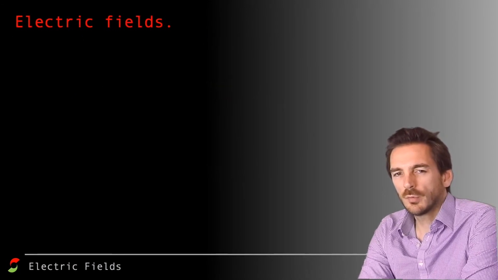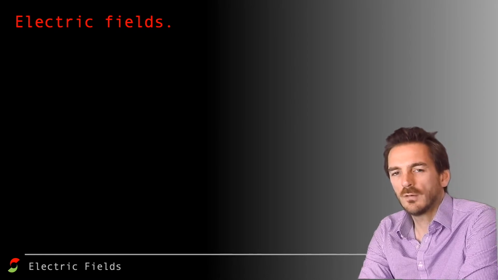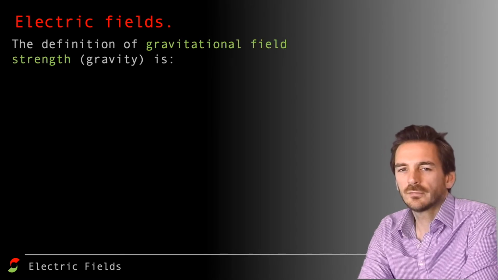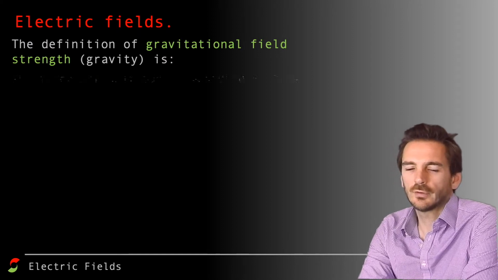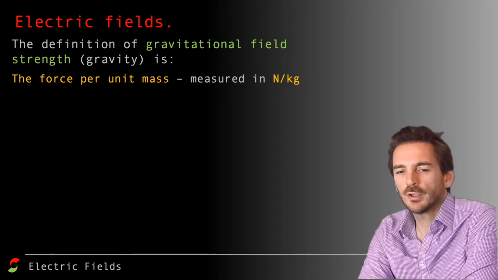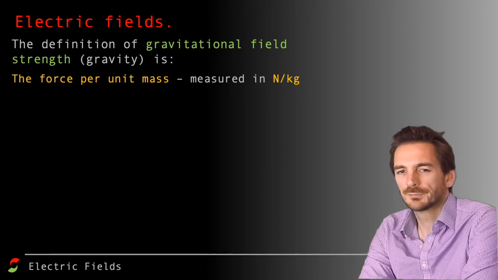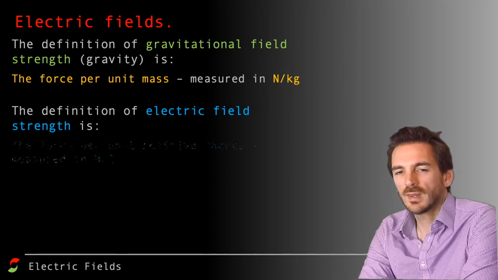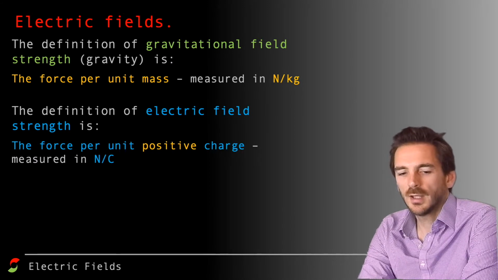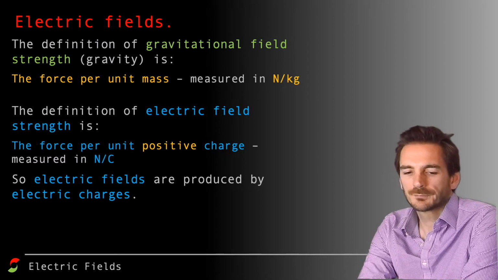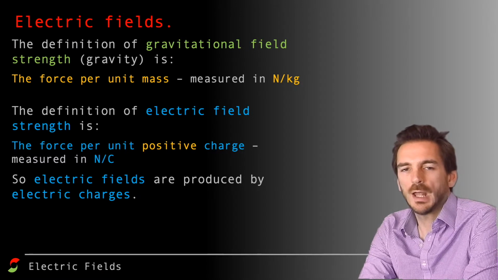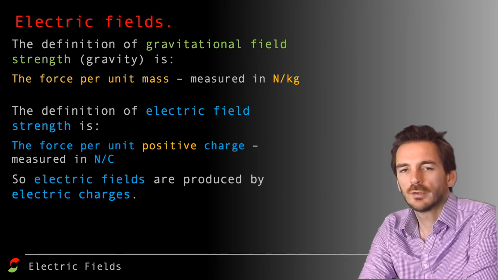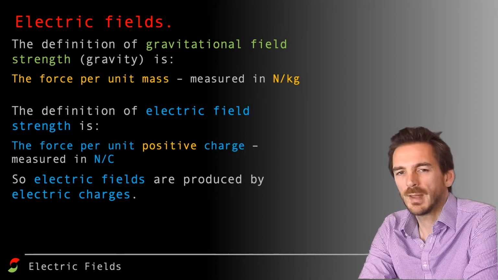So we're a little bit more aware of gravitational fields, but probably less aware of what electric fields are like. If we compare the two definitions, it might seem to make a little bit more sense to you. Remember that gravitational field strength, or gravity, is the force per unit mass, and that's measured in newtons per kilogram. Now, the definition of electric field strength is force per unit charge, and that's going to be measured in newtons per coulomb. So electric fields produce forces on electric charges, whereas gravitational fields produce forces on objects with mass.